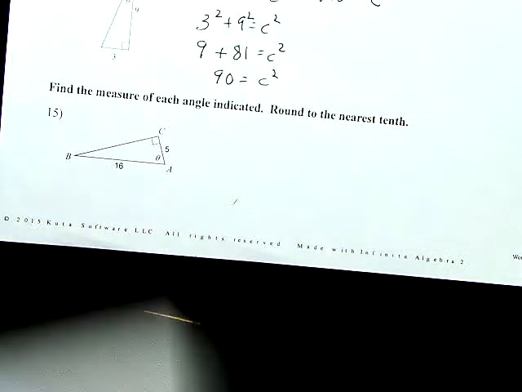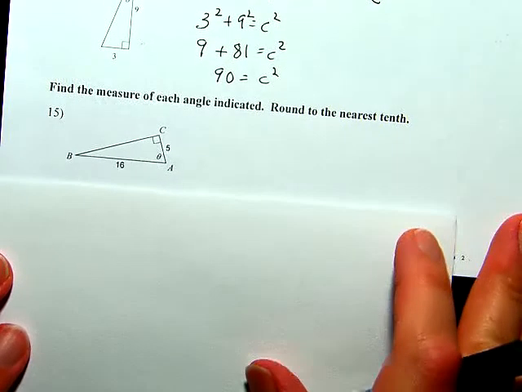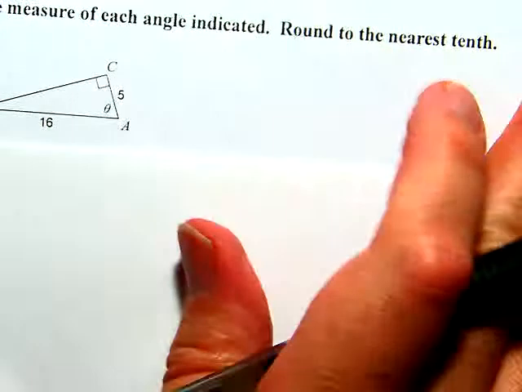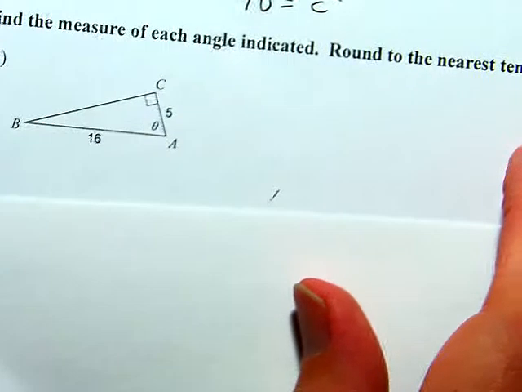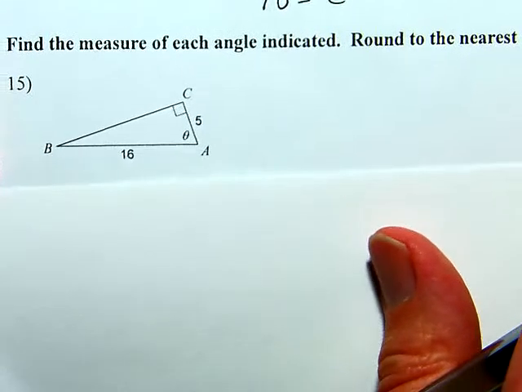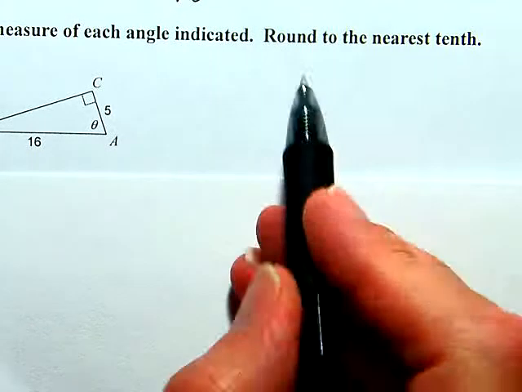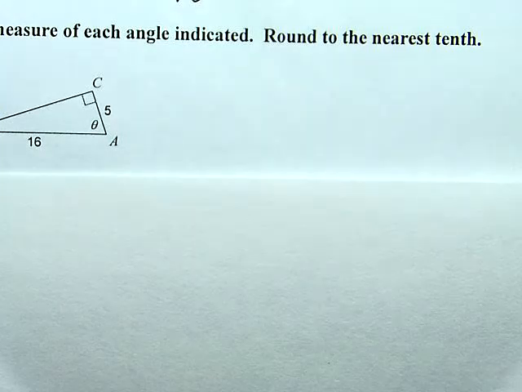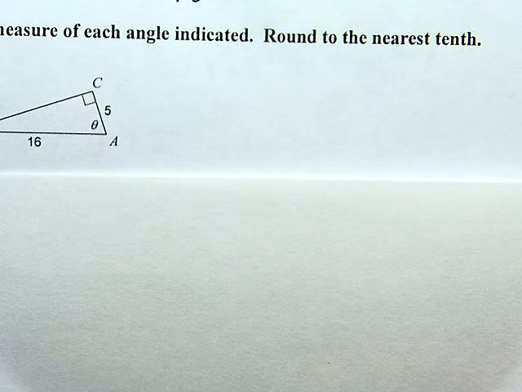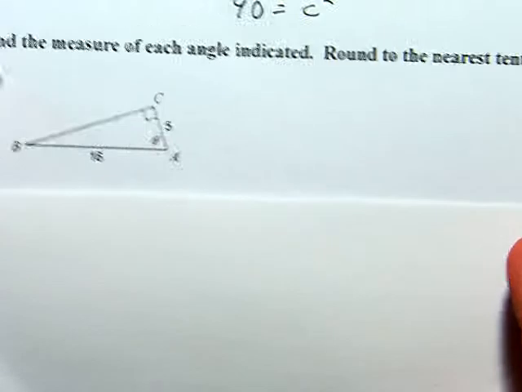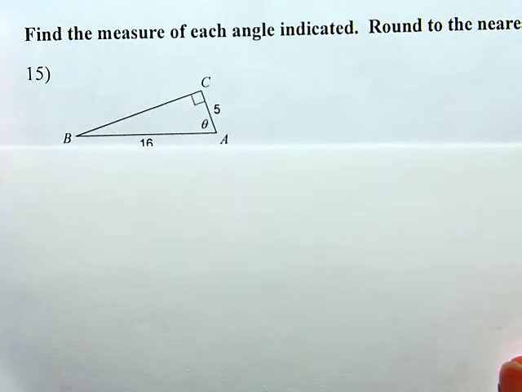Let's look at our very last problem here. Again, we're given a triangle, but we're being asked to find the measure of the angle indicated and round to the nearest tenth. When you see something that says round to the nearest tenth, you know there's a good chance we're going to have to use our calculator for this. It tips you off that they don't expect you to get an exact answer, but they want a rounded off answer.